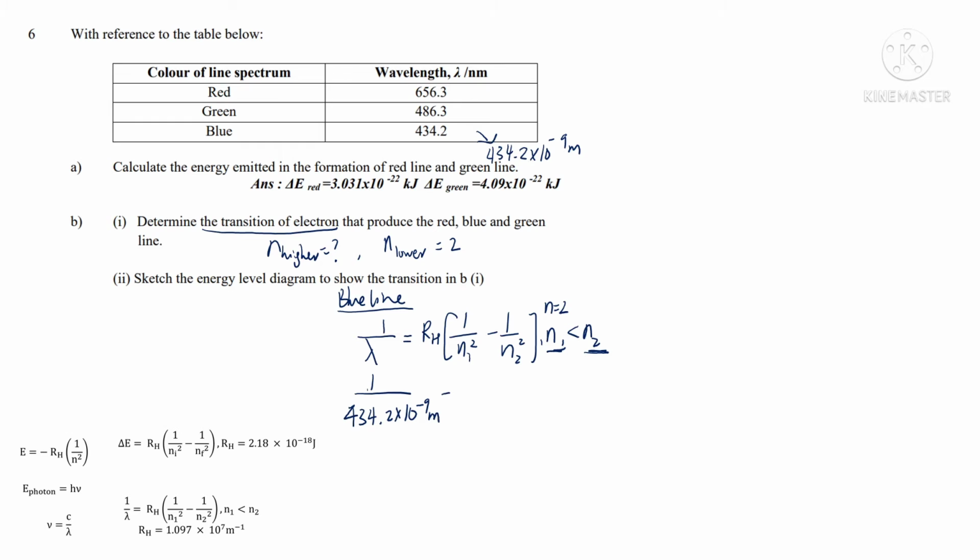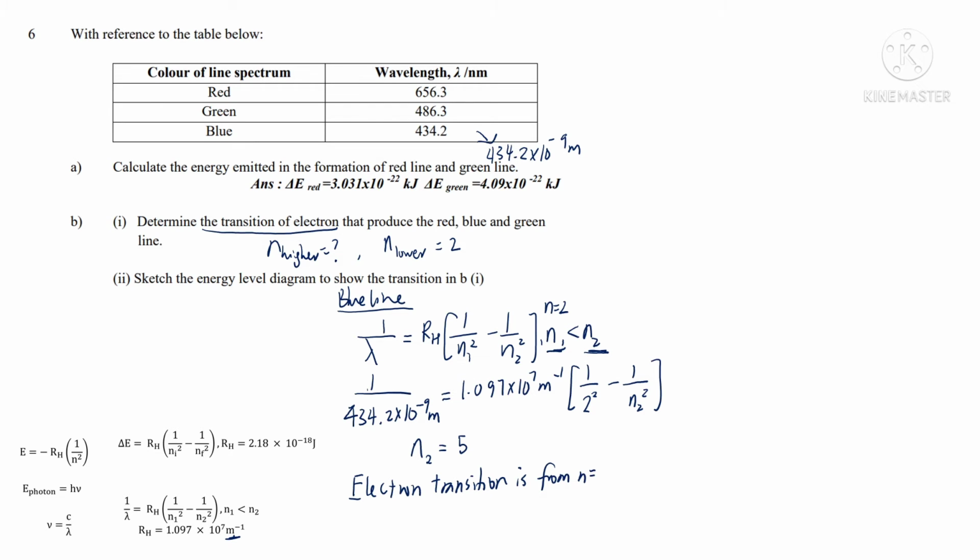We must convert the wavelength to meter because the Rydberg constant is per meter, so the unit must be consistent. And n1 is 2, so 1 over 2 squared minus 1 over n2 squared. You just need to key in the calculator and you should get your n2 equals to 5. Therefore, the electron transition in producing the blue line is from n equals to 5 to n equals to 2.